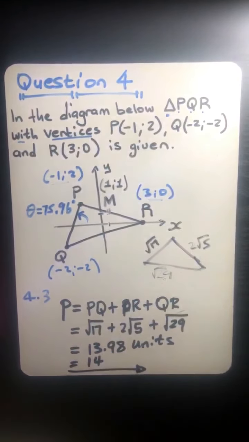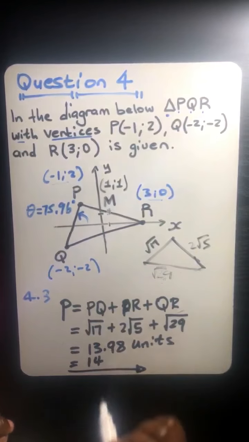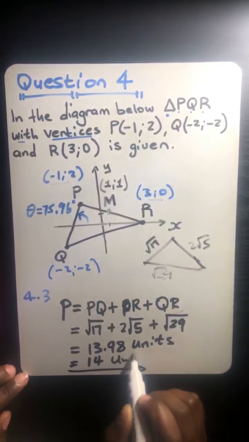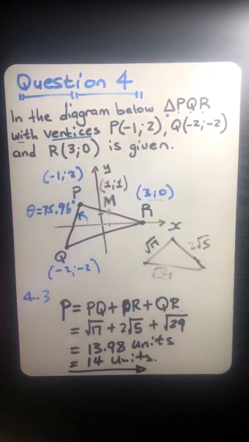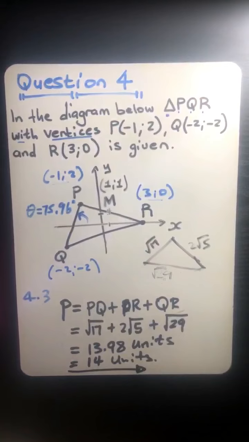So, guys, basically, our final answer is 14 units. Remember, they said to the nearest whole number, which means you just round it off to the nearest number. So the perimeter is actually 14 units. Is everyone happy there, guys, before we move on to the last question?